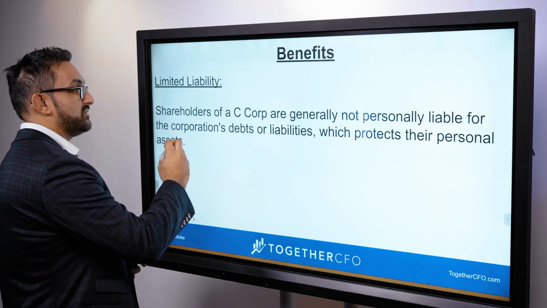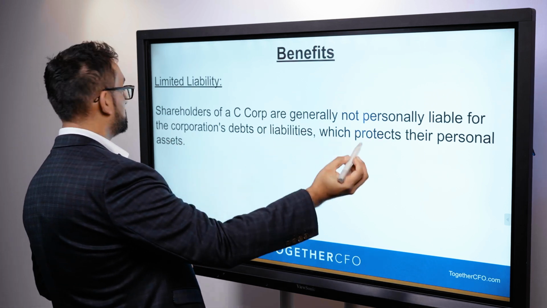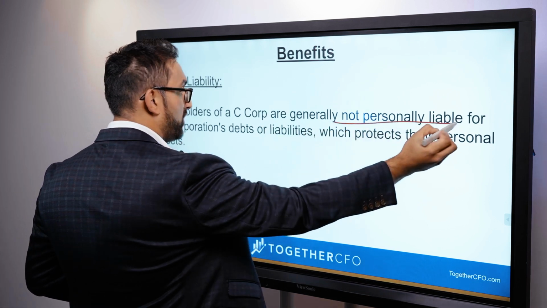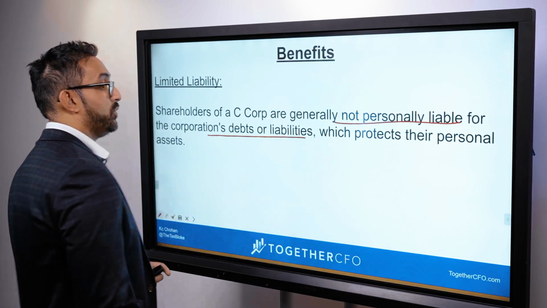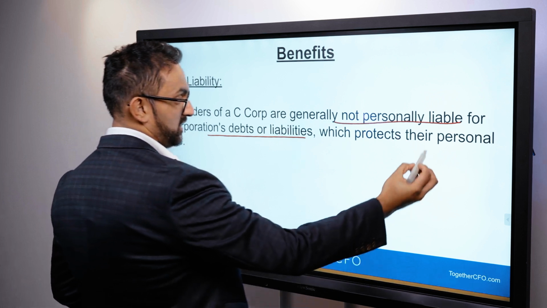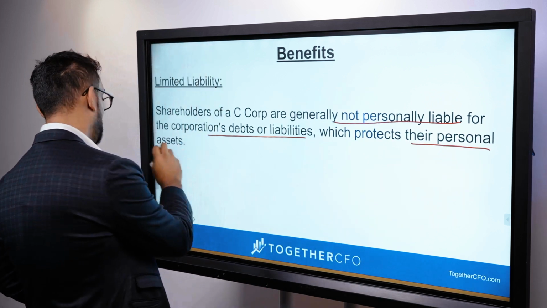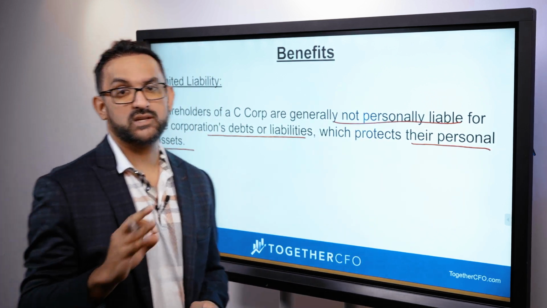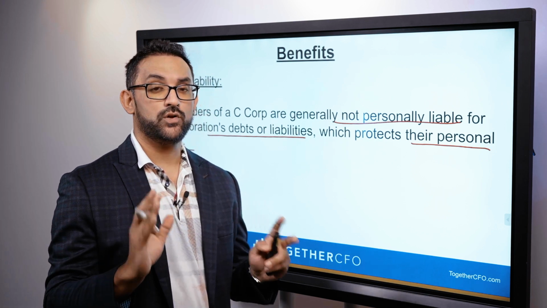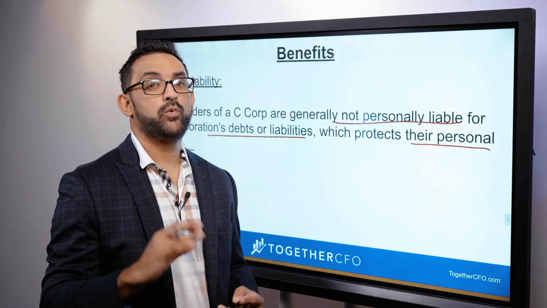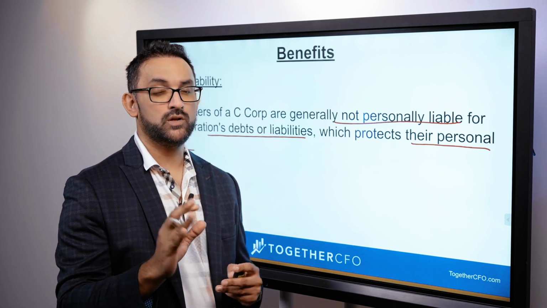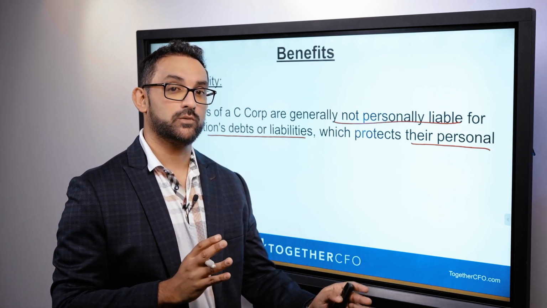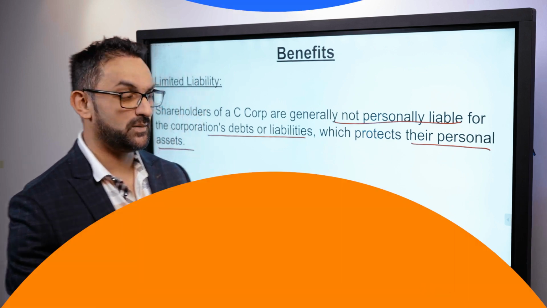The shareholders of a C-Corp are not personally liable, which is really, really important, for the debts or liabilities. This protects their personal assets like your home, your cars, your yachts, your planes. All those things are protected, and it's got nothing to do with the C-Corp, what's going on on your personal side of things. That's very different from a sole prop, where you are personally liable.